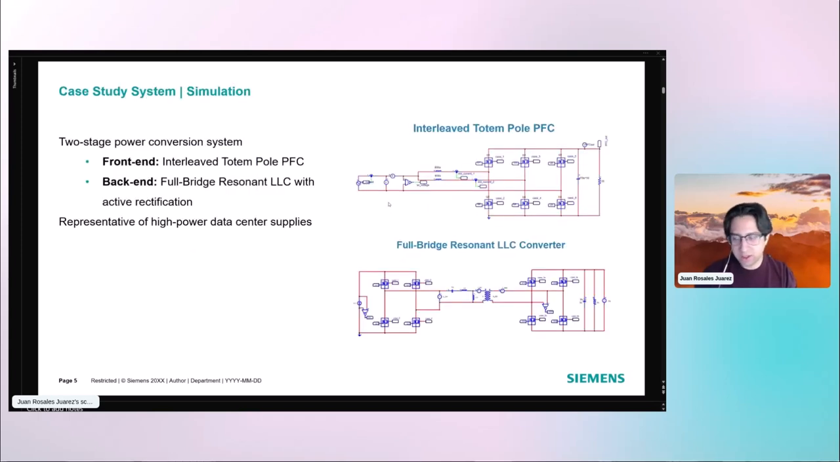Looking at the case study, if you weren't quick enough to catch the previous topology, here it is in full. On the front end we have an interleaved totem pole PFC, and on the back end we have a full bridge resonant LLC with active rectification. Essentially, we have a bunch of positions for switches and a lot of opportunity for this optimization to happen.